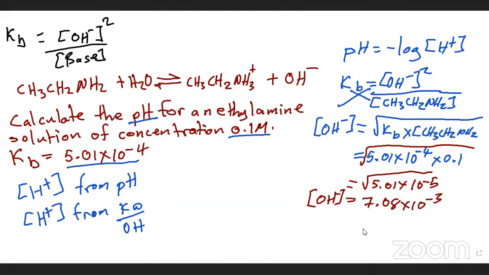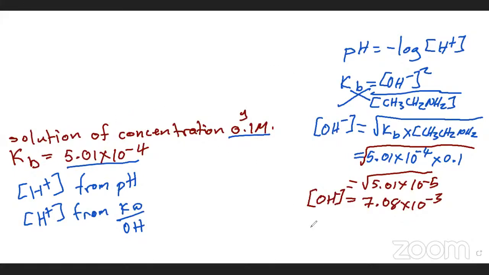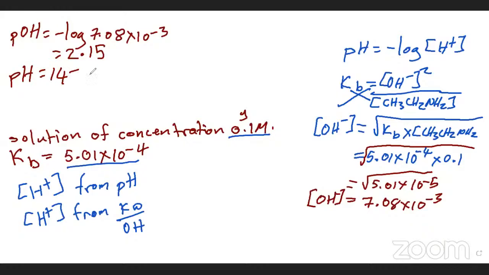Once you have that, we can do two things. All right, so we can calculate the pOH, which would be negative log 7.08 times 10 to the minus 3. And we'll get 2.15. So pOH is equal to 2.15. That means pH is equal to 14 minus 2.15, and that should give you back 11.85. All right, so that's one way of going about it.